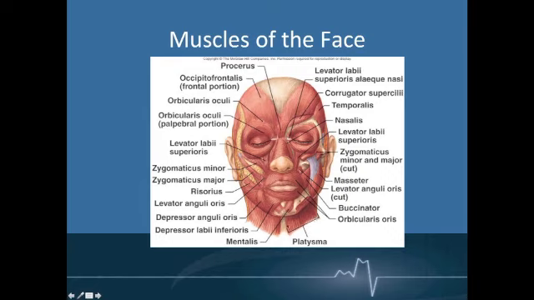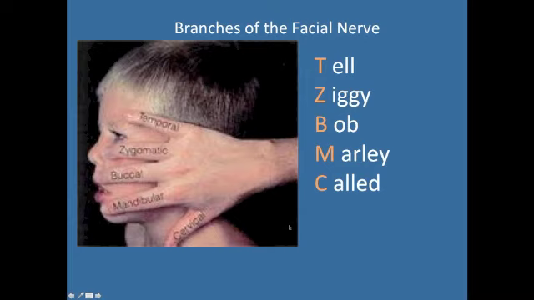This is innervated by the 5th branch of the facial nerve, the cervical branch, and generally we do not monitor it, although we can if we're asked to. Here are the branches of the facial nerve: Tell, Ziggy, Bob, Marley, Column. That's temporal, zygomatic, buccal, marginal mandibular, and cervical.